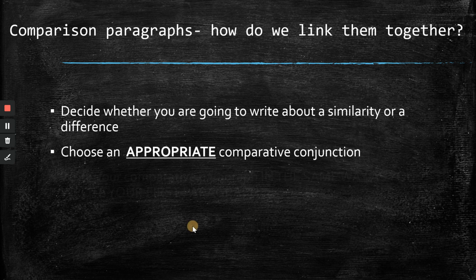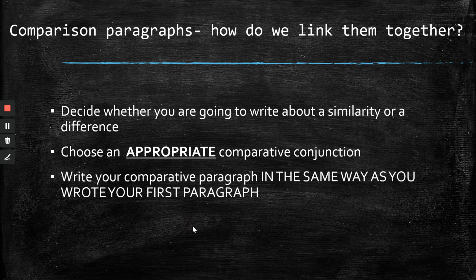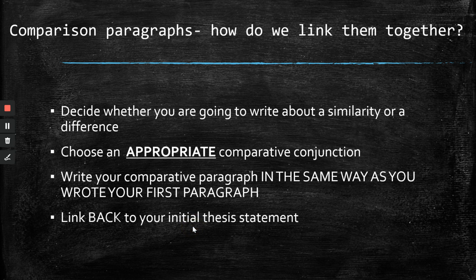You have to compare. Write your comparative paragraph in the same way as you wrote your first paragraph. You don't need to reinvent the wheel. You can do the same sorts of things. Use that what, how, why, and really push it through. And then make sure we're linking back to that initial thesis statement, because that's going to link the whole thing together into a holistic idea.